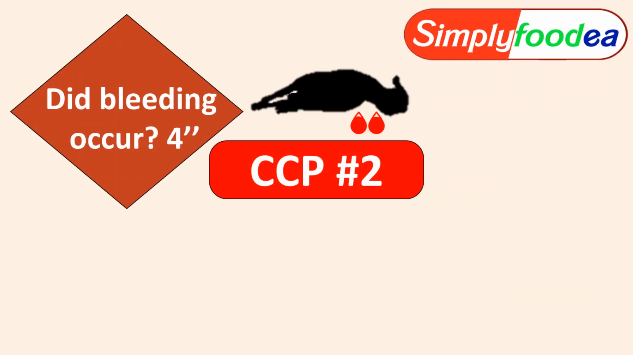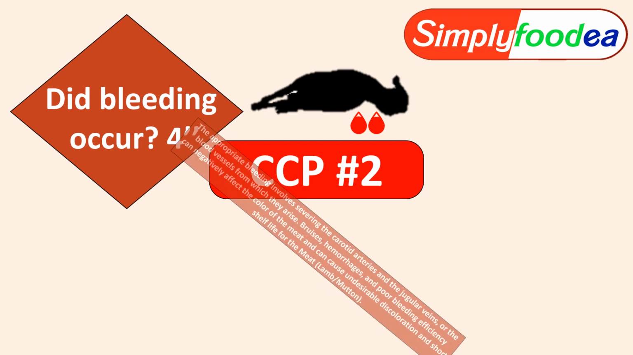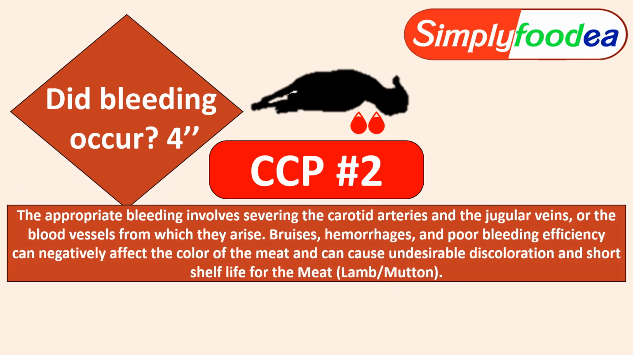Selected CCP number 2, or critical control point number 2, is the bleeding efficiency, which comes after step number 4. The appropriate bleeding involves severing the carotid arteries and the jugular veins, or the blood vessels from which they arise, either the common carotid arteries or the jugular veins. The bruises, the hemorrhages, and poor bleeding efficiency can negatively affect the color of the meat and can cause undesirable discoloration and short shelf life for the meat, the lamb and mutton.